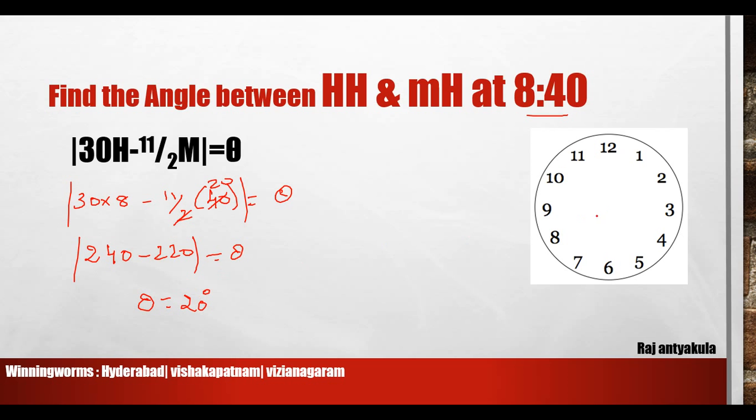Now, with the visualization method, how will you do it? At 8:40, actually the minute hand and hour hand should be at 8. But in 40 minutes, what happens? The hour hand will cover a certain degree. For every minute, the hour hand will cover half a degree. In 40 minutes, how many degrees will it cover? 20 degrees. Simple. The angle between the hour hand and minute hand at 8:40 is 20 degrees.